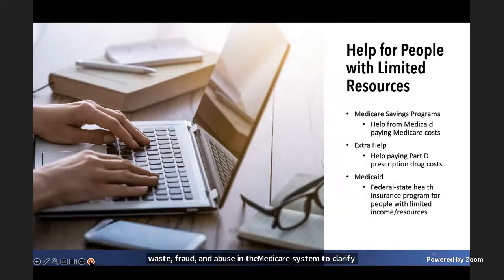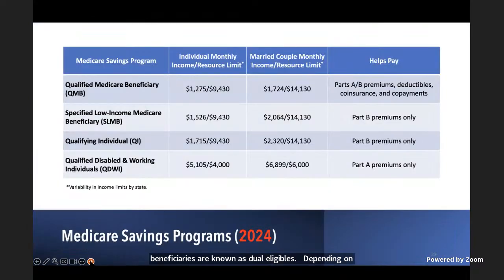There are resources that can help people with limited resources. These include Medicare savings programs and what's known as extra help. And then Medicaid and Medicare actually do work with each other and talk to each other. Those beneficiaries are known as dual eligibles. So depending on income and assets, you may actually be able to qualify for both programs. But I'll highlight some of the ones here that may be of most interest. Again, these income and asset requirements are for 2024. The 2025 numbers have not been published yet.